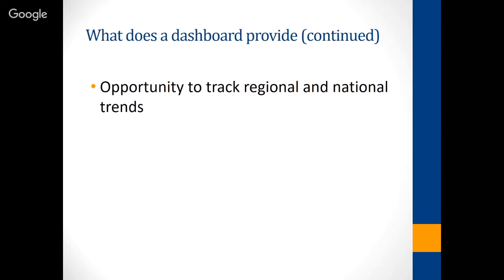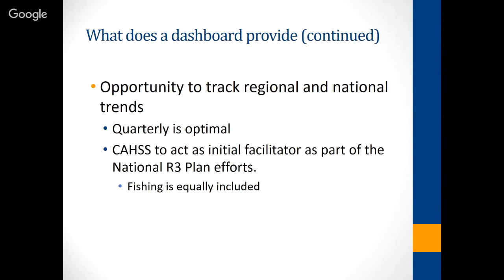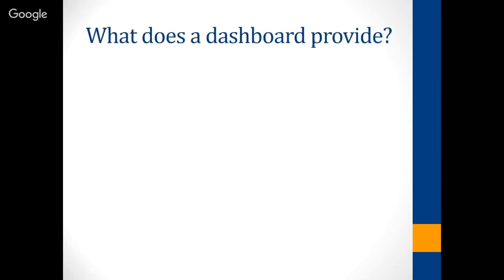So if states produce data dashboards on a quarterly basis, we'll be able to have more timely information to make adjustments to our state, regional, and our national R3 marketing efforts. The Council of Advanced Hunting and Shooting Sports is acting as facilitator for this concept. Samantha Petter would be the contact to help try to coordinate an effort across states to develop these regional and national efforts. We will have information on fishing. We don't mean this just to be a hunting only program, but fishing is also a very important part of it, especially when you consider the big overlap rate in our customers who participate in both activities.